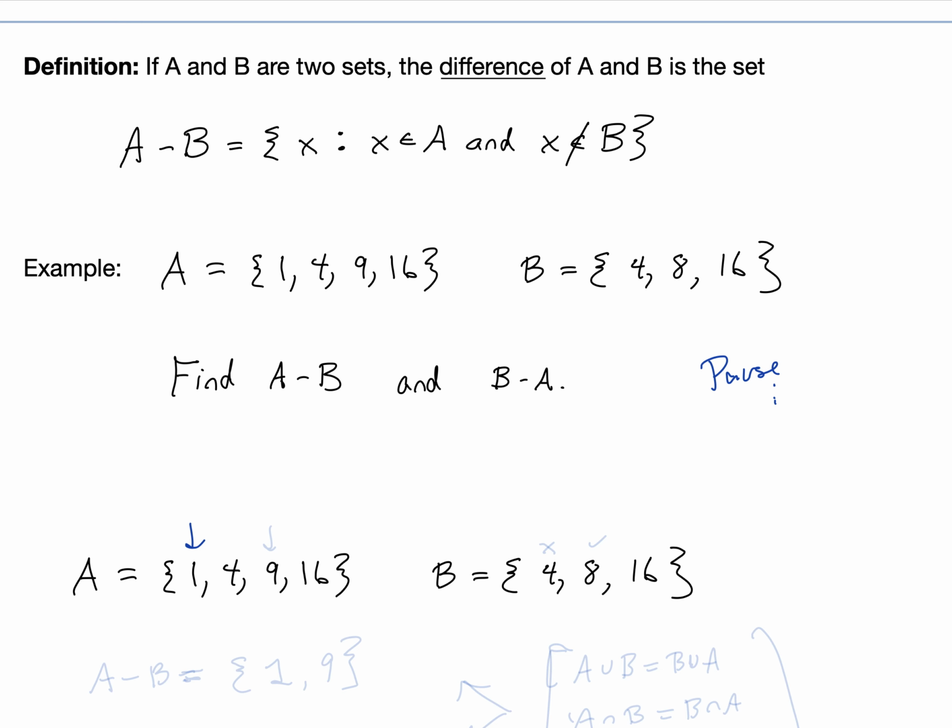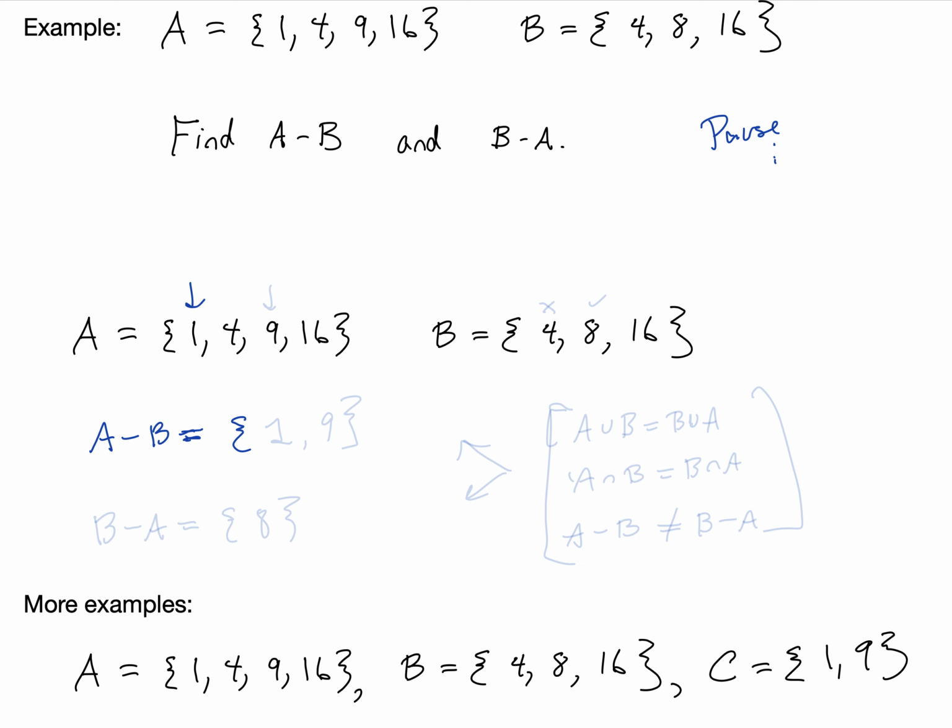Okay, so if we look at A minus B, those are the elements that are in A but not in B. And again, this is a set, so we need braces around those elements. 1 is in A and 1 is not in B. So yes, 1 is in the difference of A and B. 4 is in A, but it is also in B. So 4 is not in the difference, A minus B. 9 is in A and it is not in B. So 9 is in this set. 16 is in A, it's also in B. So that's all there is.